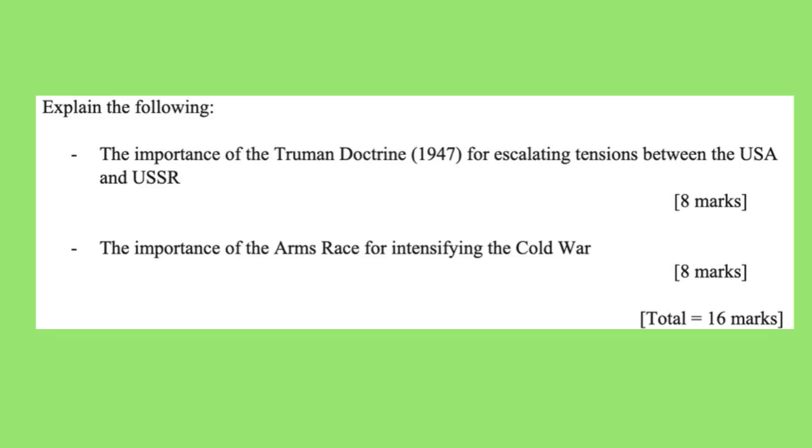Explain the following. The importance of the Truman Doctrine of 1947 for escalating tensions between the USA and the USSR. 8 marks. The importance of the arms race for intensifying the Cold War. 8 marks.